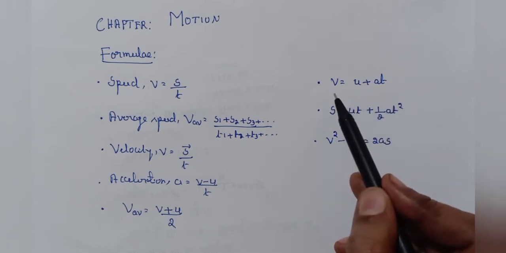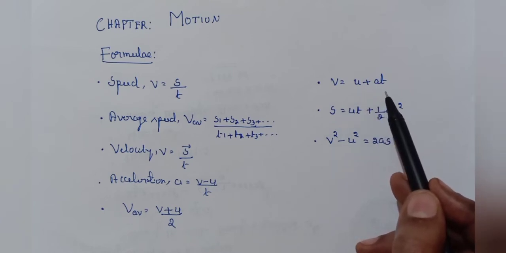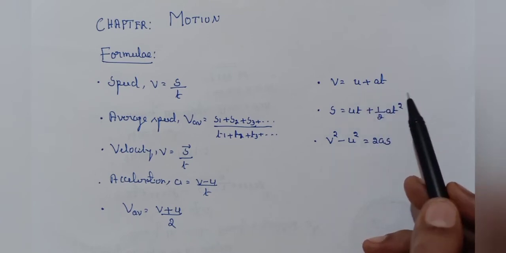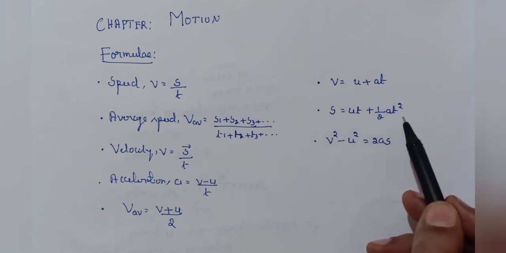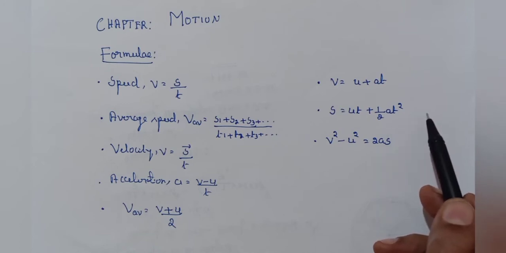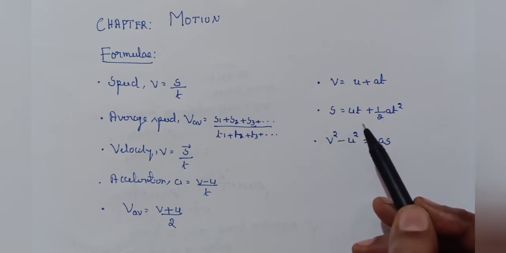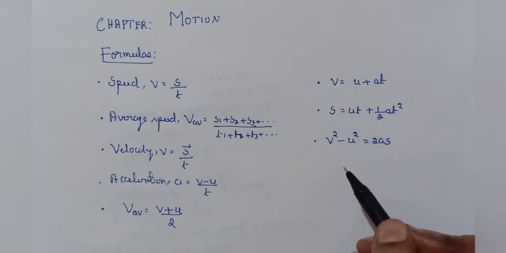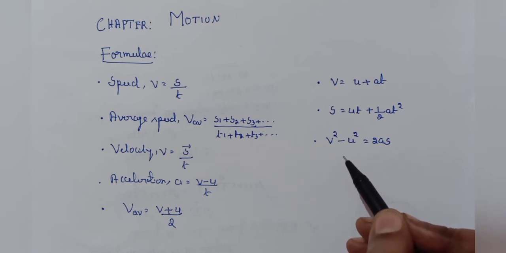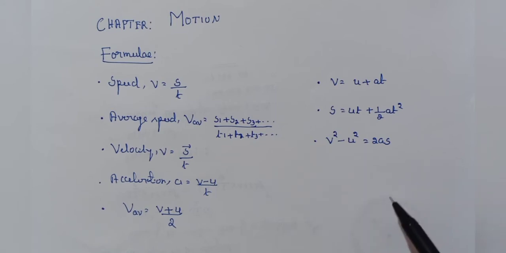Here V is the final velocity, U is the initial velocity, A is the acceleration and T is the time taken. Next, S is equal to UT plus half AT square. This is the second equation of motion. S represents the distance travelled, U is the initial velocity, A is the acceleration. And the third equation of motion is V square minus U square is equal to 2AS.